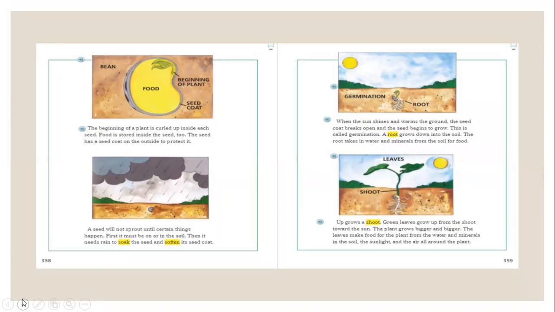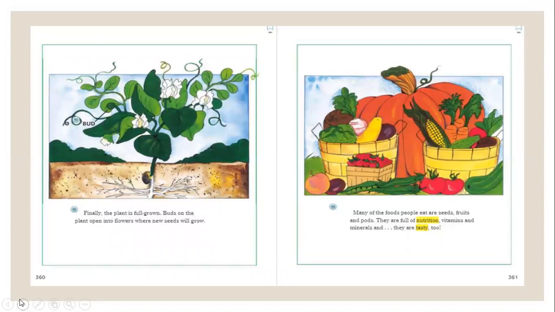The leaves make food for the plant from the water and minerals in the soil, the sunlight and the air all around the plant. Finally, the plant is fully grown. Buds on the plant open into flowers where new seeds will grow.